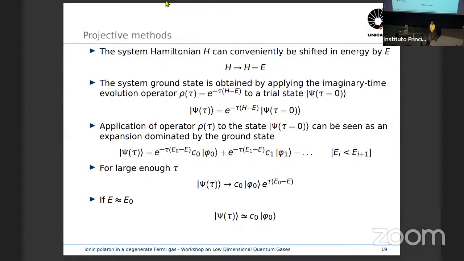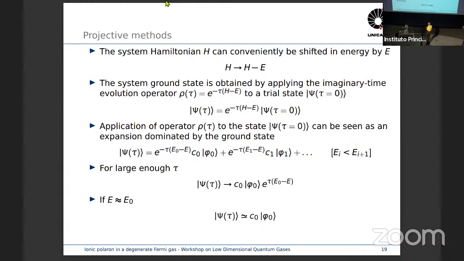Our results are obtained through the diffusion Monte Carlo method. The diffusion Monte Carlo method is one of the projective methods. In a few words, what we do initially is shift the energy of the Hamiltonian by a constant that I'm calling E here. And then the system ground state is obtained by applying the imaginary time evolution operator to a trial state. And here, if I expand this in eigenfunctions of the Hamiltonian, of the energy, I can write this expression in this way.